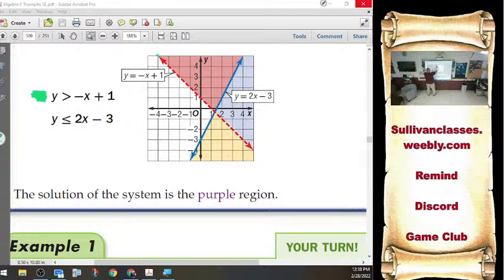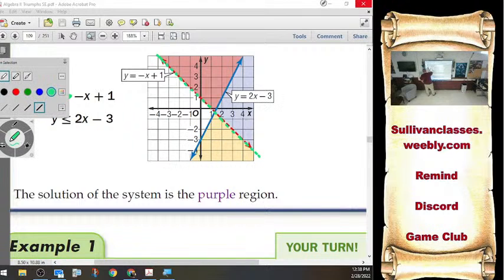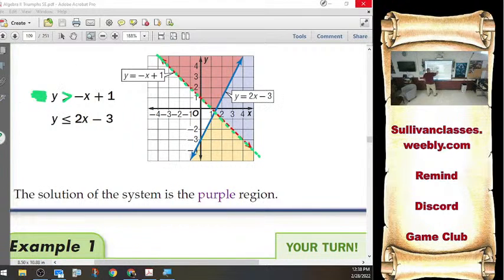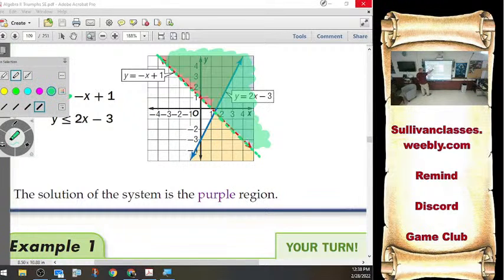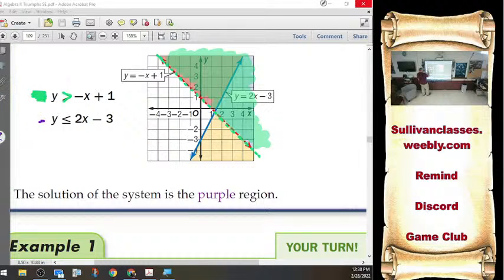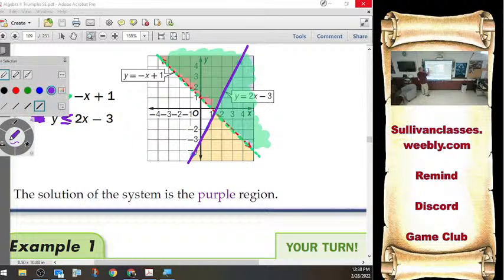So this one says, I'm going to be here, and I'm shading above the line, so they shaded everything above the line. Then I'm going to get rid of this and go back to a blank screen. Okay, this one is the solid line, and it says it is less than or equal to that line. So I'm going to shade everything below it.